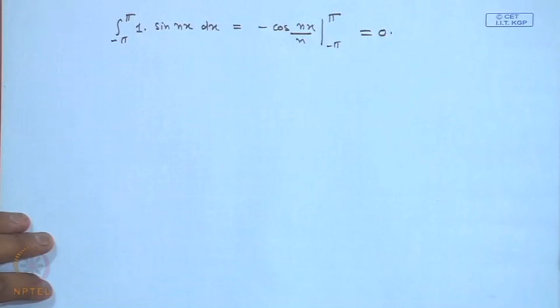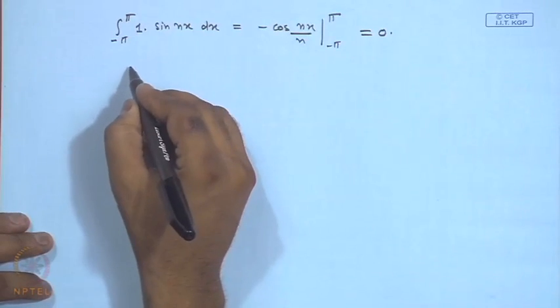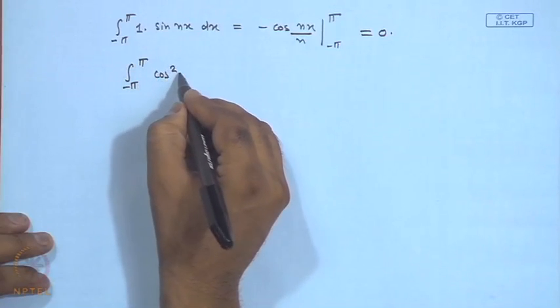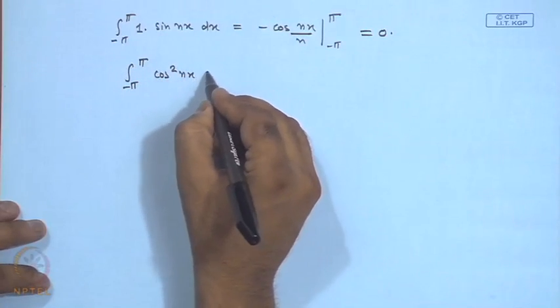Let us see what will happen if we take the same functions from that system, that means the integral from minus pi to pi of cos square nx. So, cos nx and cos nx, the product.